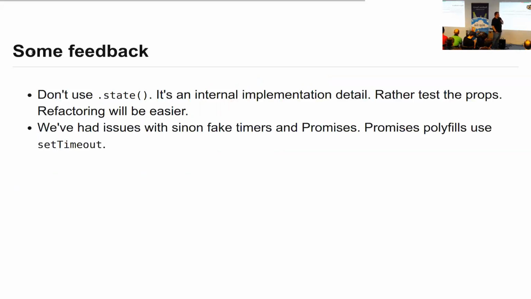Some feedback. Enzyme has a way to access the state of a component. You shouldn't use that because it really is an implementation detail. We've had an example on this payment form where we changed the state shape, but most of the tests didn't change because the props were exposing it. It's easier with an example. On that payment form, you can pay with a new card or pay with a card that you've registered before. And we want to know if there's a payment happening, so we have a prop called isPaying, something like that.